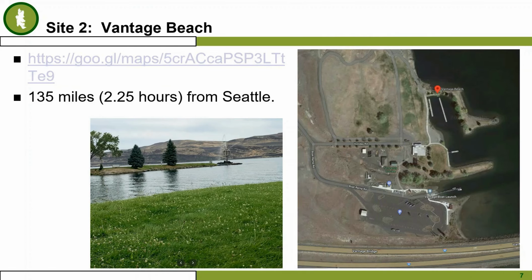Our second potential site was right along the river, the Columbia River. So this was basically a public beach. It had a boat launch, and again, it had some nice open areas that we would be able to use, but it was a little bit further away. So now we're talking about driving over 2 hours to get to the launch site.